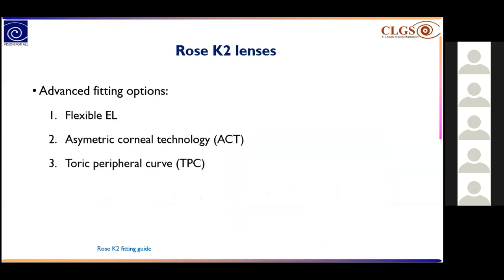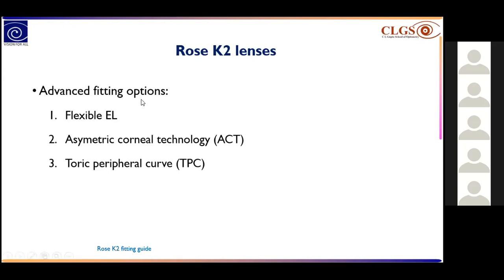The other advantages of Rose K2 lenses over conventional RGP lenses are the advanced fitting options available for the periphery. With these options, you can change the periphery without changing any other fitting parameters of the lens. Suppose your center is fine, the mid-periphery is fine, and you want to change only the periphery, then these options are available in the Rose K2 lenses.